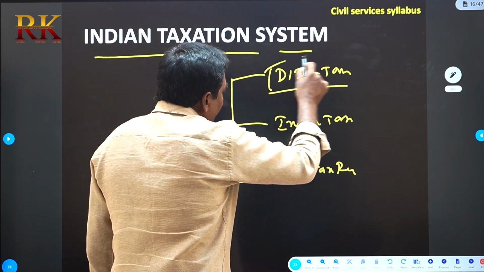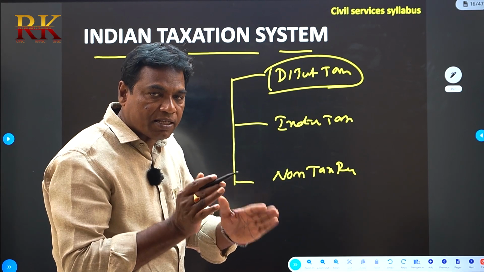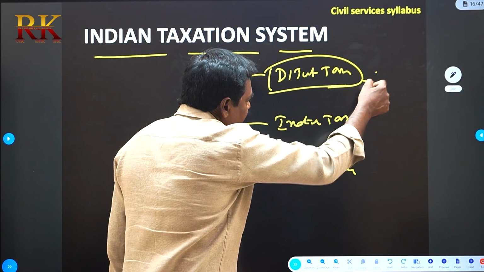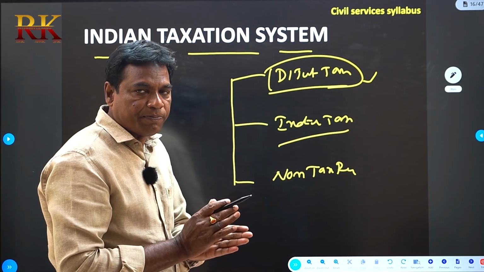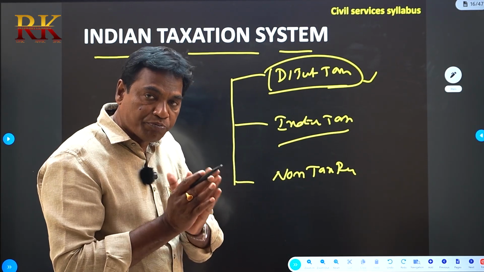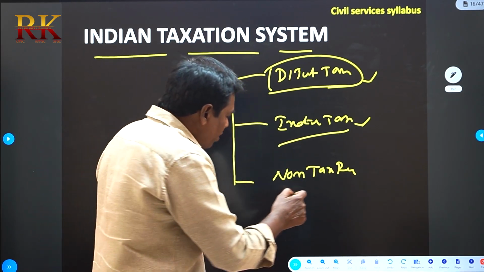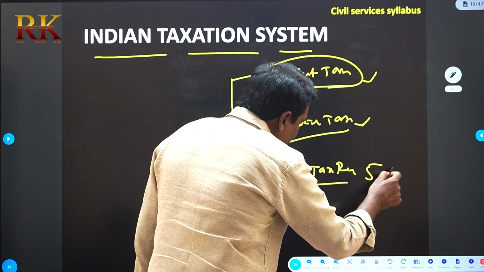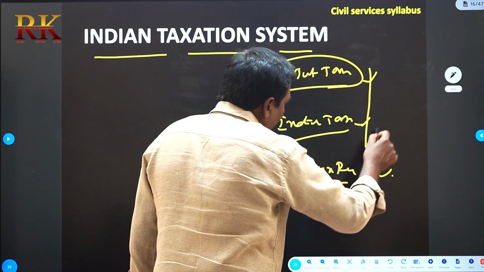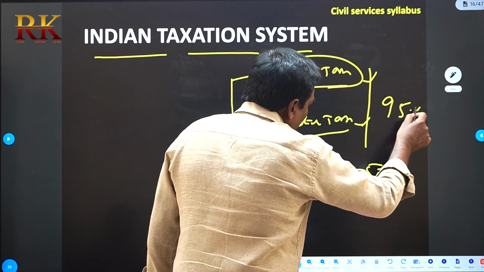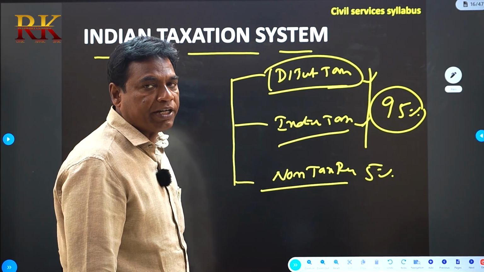Direct tax means the first effect and final effect fall on the same person. Indirect tax means the first effect is on one person and the final effect is on another person. Non-tax revenue is only about 5% collected by the government. The remaining 95% is direct tax and indirect tax. In all competitive exams, especially civil service Group 1 exams, the tax system is very important.